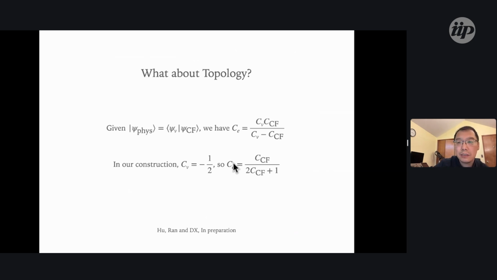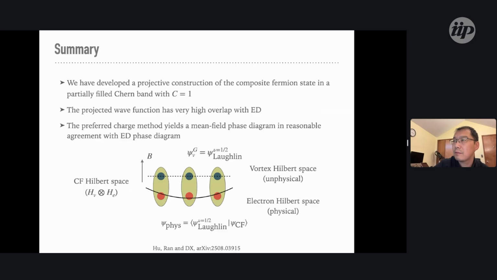All right. So with that being said, let me give a summary. We have developed a projective construction of the composite fermions in a partially filled Chern band with C equals 1. We show that the wave function has a very high overlap with ED, and also the preferred charge gives you a very accurate and very, very quick way to calculate the phase diagram. It really takes you 5 minutes on your laptop.